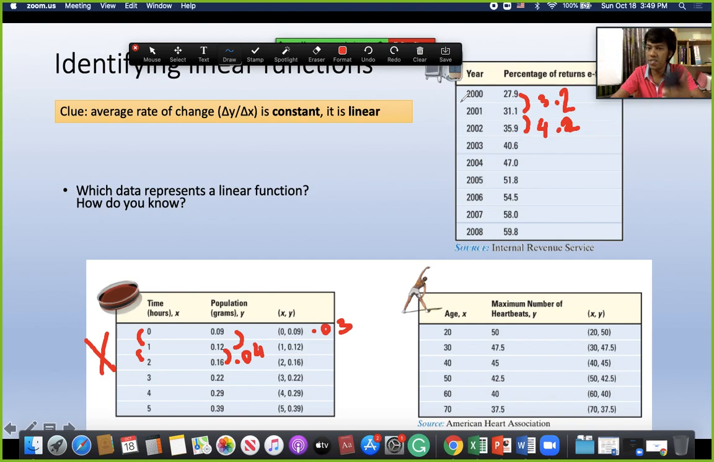On this side the change is 1: 2002, 2003. That means 1 year, 1, 1, 1, 1. So this side also has to be the same number: 3, 3, 3, 3, or 3.2, 3.2, 3.2, 3.2, or 4.2, 4.2, 4.2. One number. It cannot be different numbers. Okay, so this is also not linear.